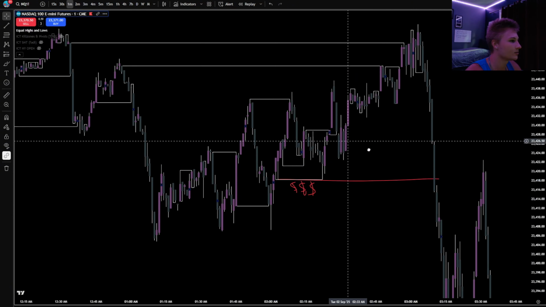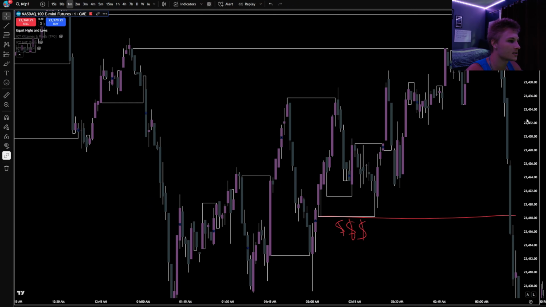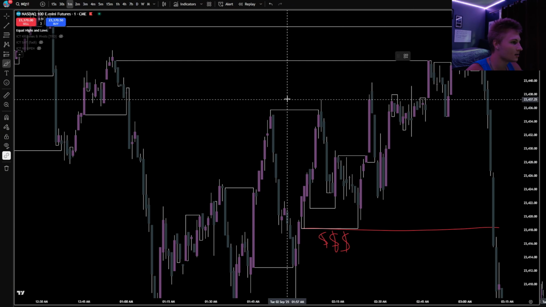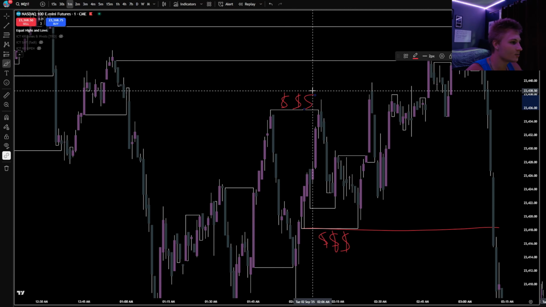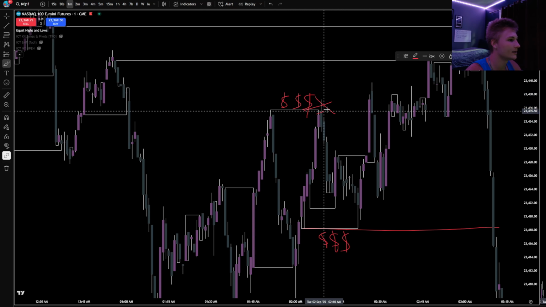As well as right here, if we take a look at this is a perfect example of equal highs right there. Boom, resting orders above, right? You can see we literally just wicked it out and then dumped.